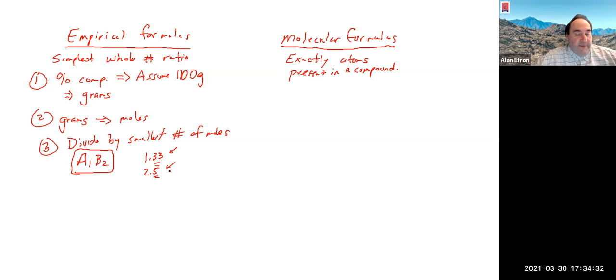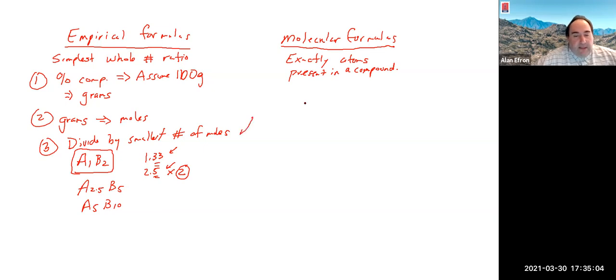So for example, obviously for the 2.5, we would want to multiply the entire empirical formula by 2. So if we had something like A2.5 and B5, we would multiply this empirical formula by 2. That would give us A5B10 here as our made up empirical formula, and we would end up with whole numbers, and that would be the correct empirical formula, which you could then reduce down. At this point, that would be our empirical formula.